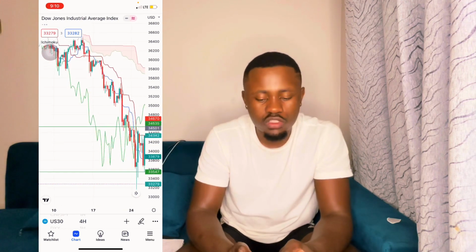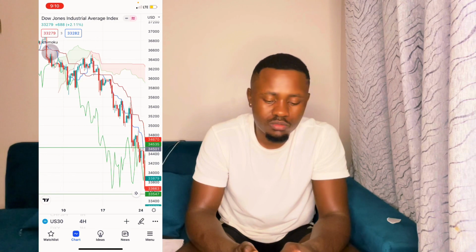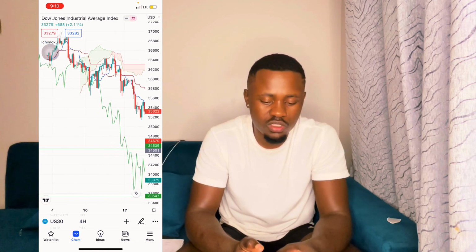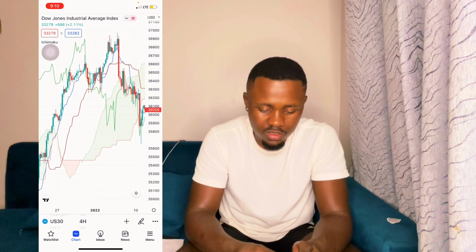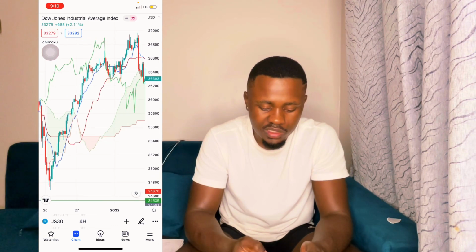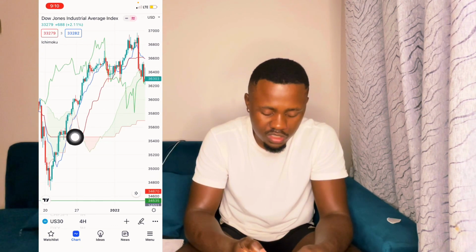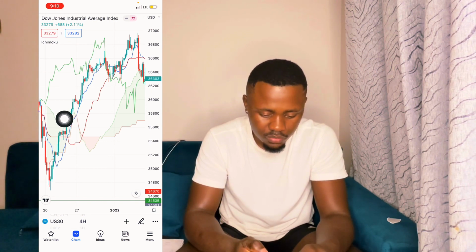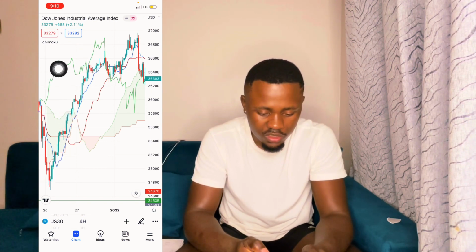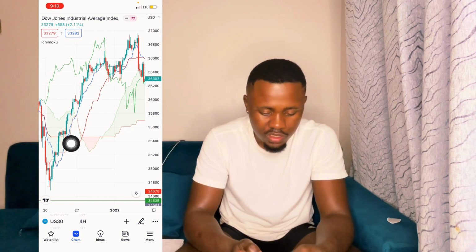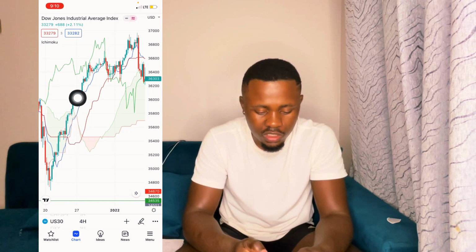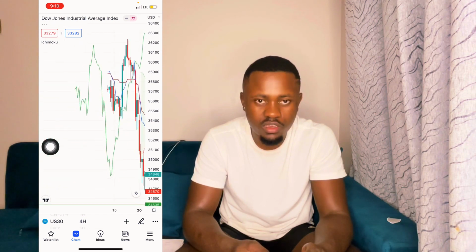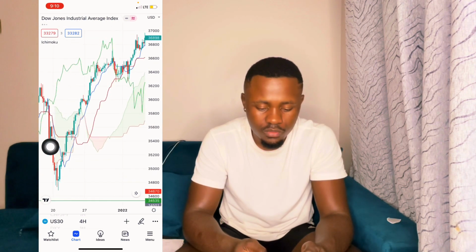So guys, I use the Ichimoku cloud mostly when I want to catch reversals in the market. You can see this was a steep uptrend to the upside. We have the green line trading away from the market, and the market only retraces to the moving average. So this was a very, very valid trade, guys.